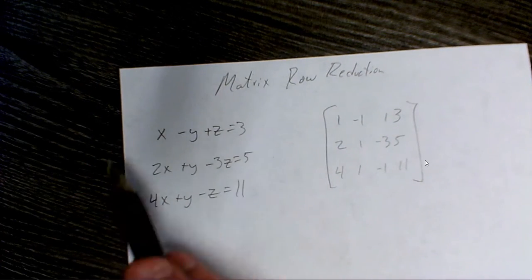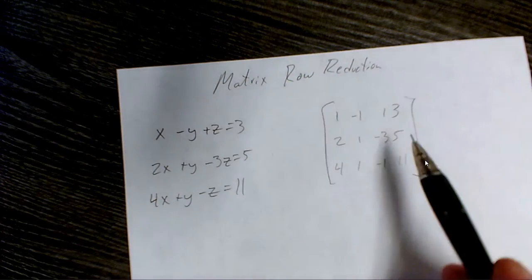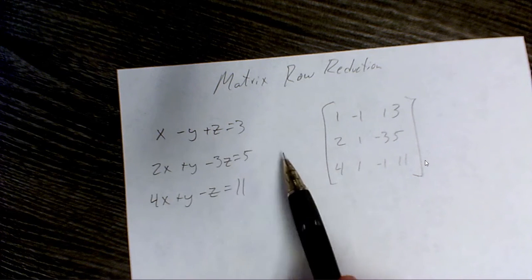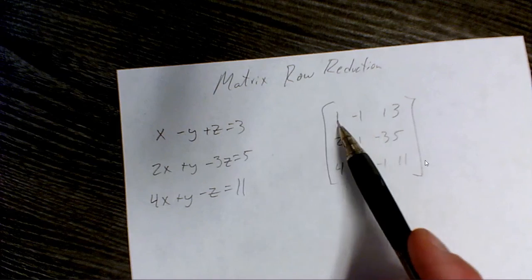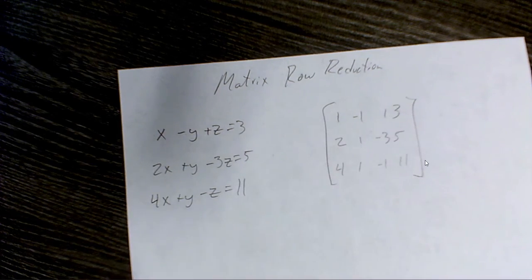All right, I'm going to solve this system of equations using matrix row reduction. I've got this system of equations transposed into this matrix: 1, negative 1, 1, 3. And I've done that for all those numbers.